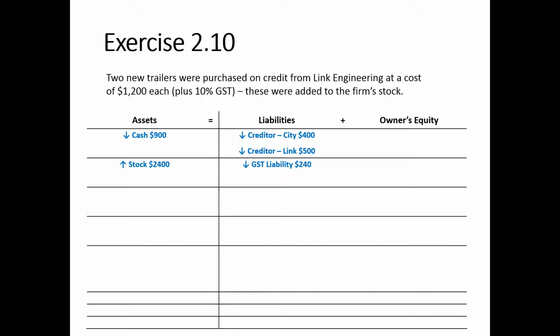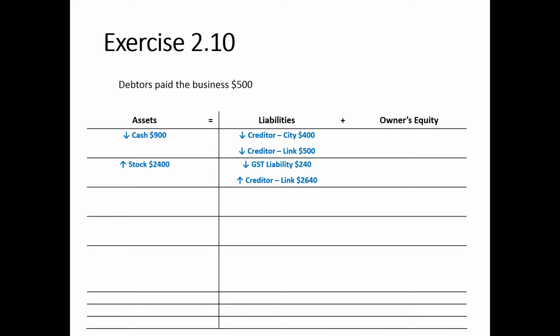We've been charged GST, which reduces our GST liability. And in this case, were they bought on cash or credit? They were actually bought on credit. So our creditor Link Engineering will go up to 640. Debtors paid the business $500, so I have received more cash, so cash goes up, but debtors will subsequently decrease.